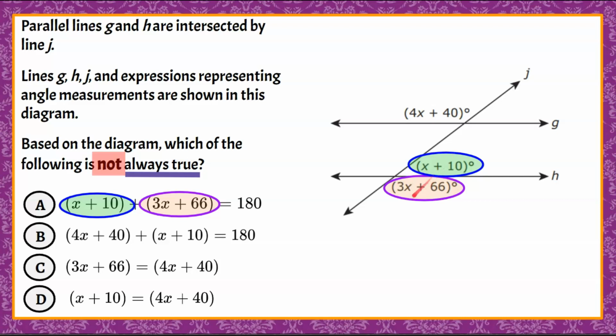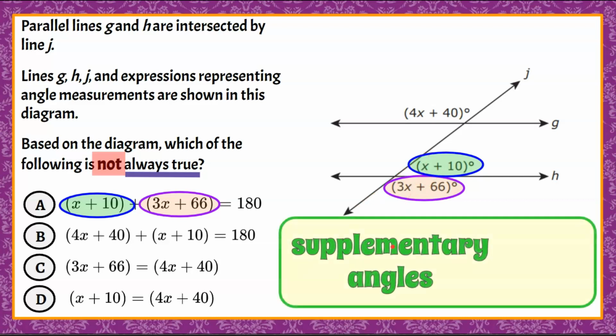When we look at just these two angles, we can see that they form a straight line, making them supplementary angles. And we know that supplementary angles have a sum of 180 degrees. So we know that this expression and this expression indeed are 180 degrees, and that checks out. So that is not our correct answer because it is true, and we're looking for not true.